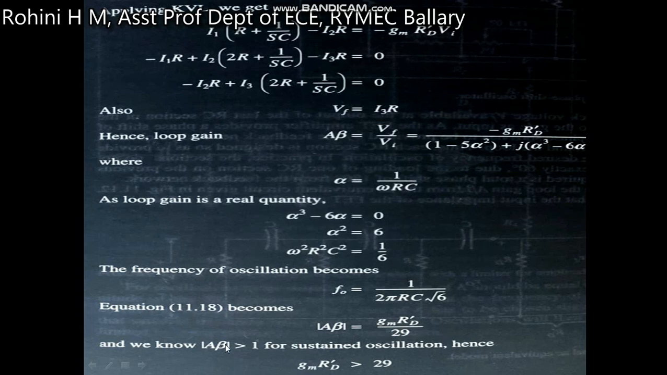We know that A beta is greater than 1 for sustained oscillations. Hence GM RD dash is greater than 29. Usually this gain is greater than 1 for sustained oscillation. Therefore, if we send this 29 to that side, GM RD dash must always be greater than 29.